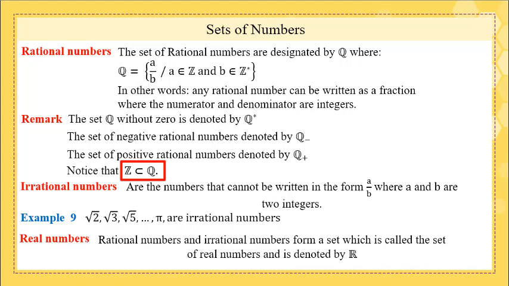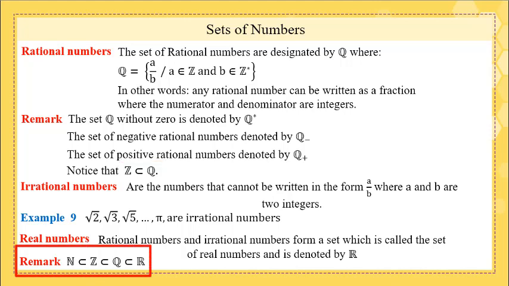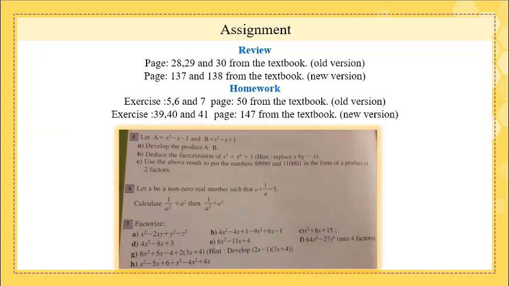So finally, what are the real numbers? Rational numbers and irrational numbers form the set called the set of real numbers, denoted by R. Remark: the set of natural numbers N is a subset of the set of integers Z, which is a subset of the set of rational numbers Q, which is a subset of the set of real numbers R.